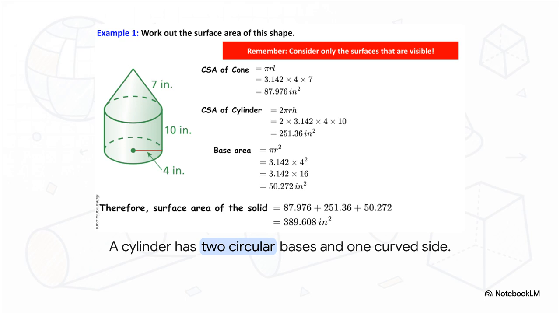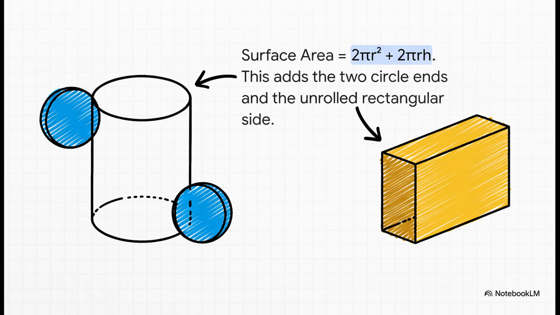Next tool for our kit, the cylinder. Think of a can of soup. It's got 2 perfectly flat circles on the top and bottom, and then that one big curved side that connects them. And the formula totally reflects that shape. This first part, the 2 pi r squared, well, that's just the area of your 2 circular ends combined. And the second part, 2 pi rh, that's the area of the curved part. If you were to peel off the label and lay it flat, it would be a perfect rectangle.